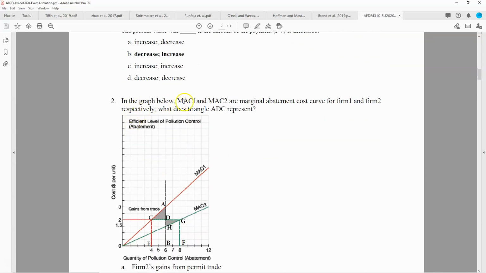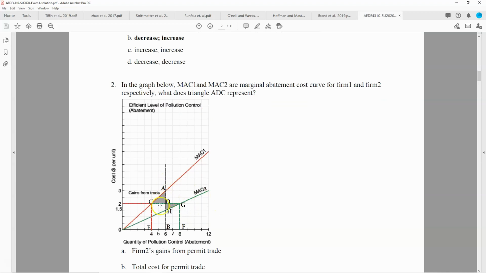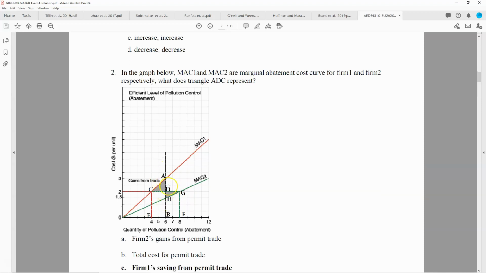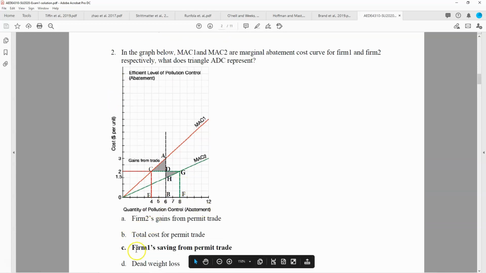In the graph below, MAC1 and MAC2 are marginal abatement cost curves for firm 1 and firm 2 respectively. So what does triangle ADC represent? So the triangle ADC represents firm 1's earning from the trade with firm 2, and the DHG represents firm 2's saving from the trade gain with firm 1. So the sum of ADC and DHG is the total saving from the trade gain. And for question 2, the correct answer is firm 1's saving from permit trade.